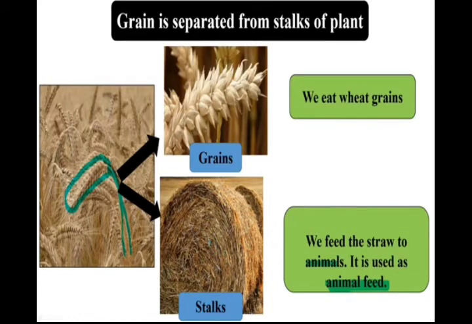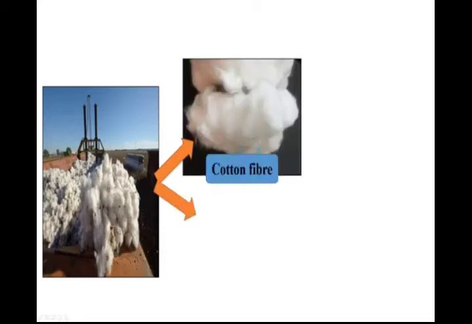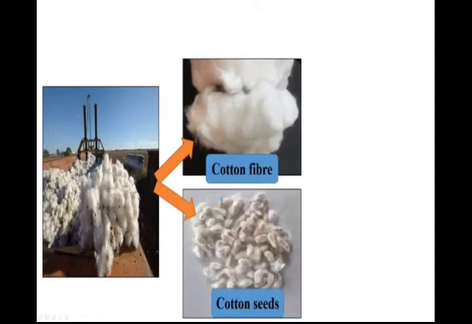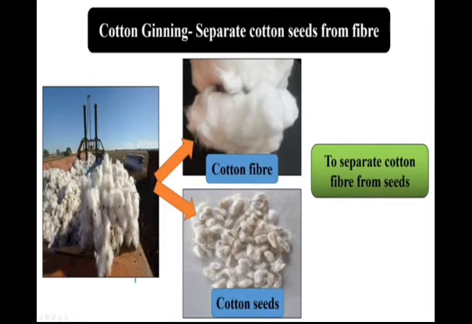I will show you another example of separation. Maybe you have learned this in the third chapter, fiber to fabric. What is this process? Can anyone say? Yes, this process is called ginning. Yes, the process of separating cotton fibers from the cotton seeds is called ginning. This is a very essential separation. This process is also a very important separation in your day-to-day life. You might be familiar with that.